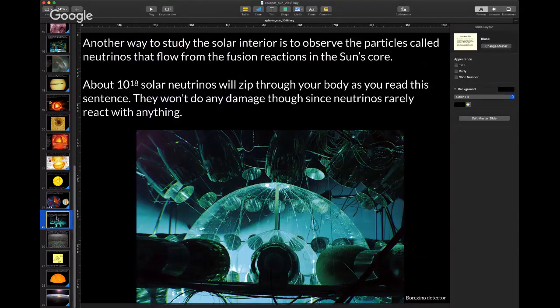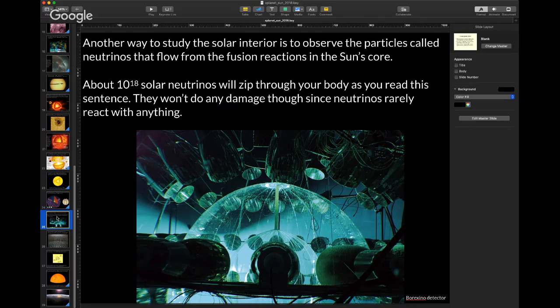Another way to probe the interior, which will probe the core of the sun, is to take a look at particles which stream from the center of the sun, which are known as neutrinos, little neutral ones. Because they're neutral, they don't interact too much, and they just fly right out of the sun. And if you are lucky enough to catch some of those neutrinos, they can tell you about the conditions of the sun. So as you read this sentence, there's about 10 to the 18th neutrinos from the sun that are going to zip through your body.